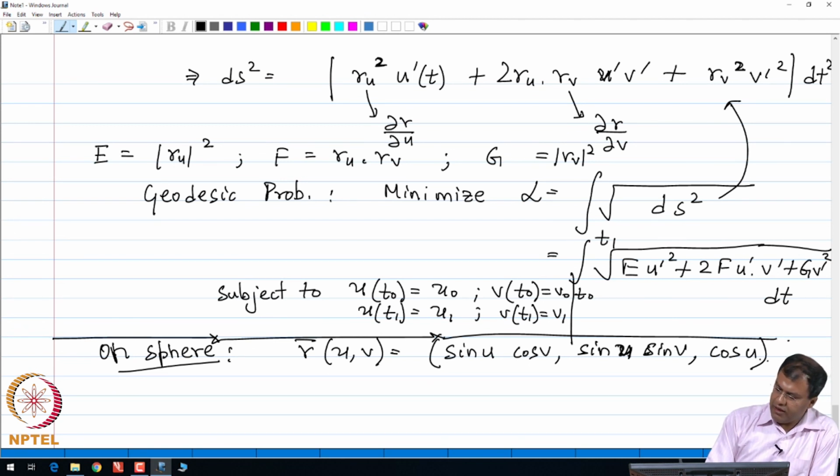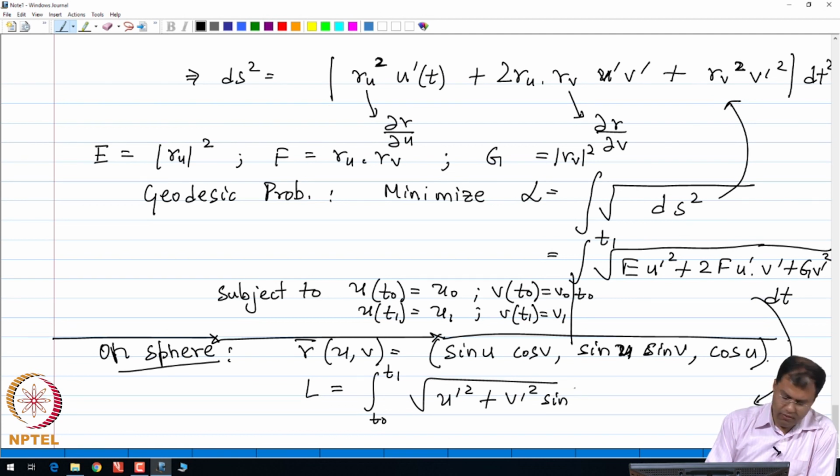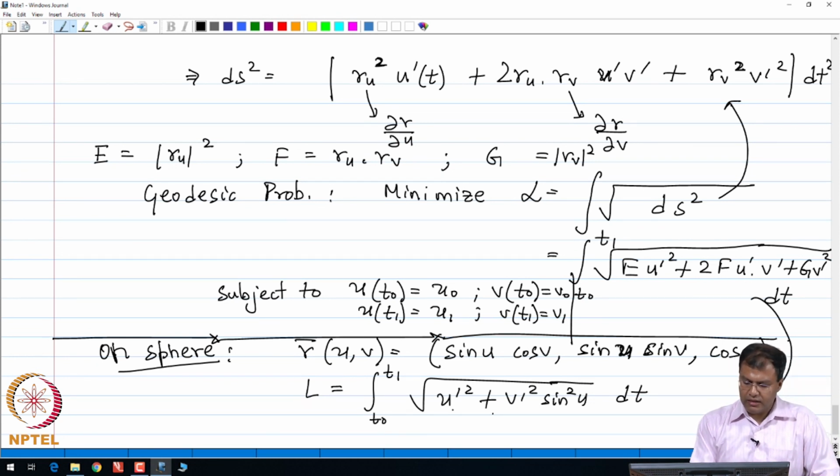Okay. And then if we are to use this formula above, we see that my arc length L turns out to be, by substituting all these values for this x, y and z, my arc length functional comes out to be the integral of the square root of u prime square plus v prime square sine square u dt, where my primes denote the derivatives of these parameters u and v with respect to the parameter t. Okay, and so that is a particular case.